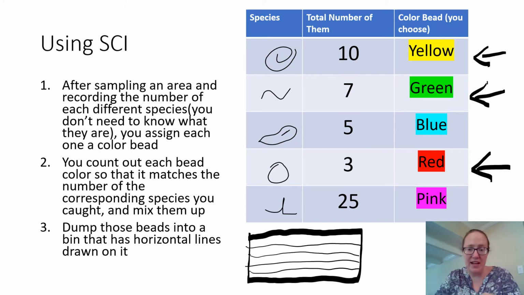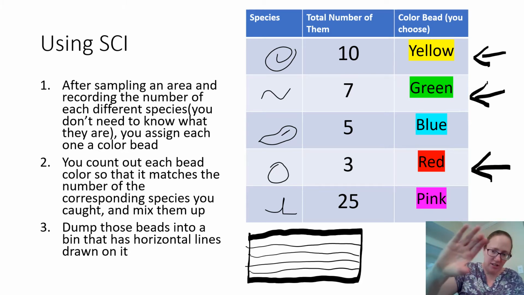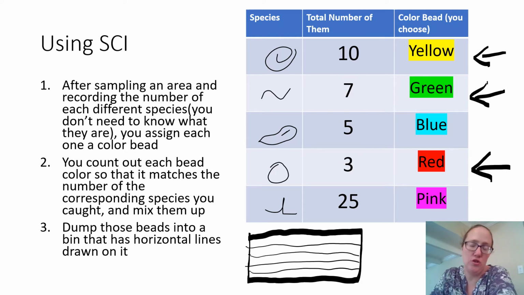So you're going to take the beads that represent your sample and put them in a jar and mix them all up, and then you're going to dump that jar out into a tray that has horizontal lines on it. So that is the first step of the process.